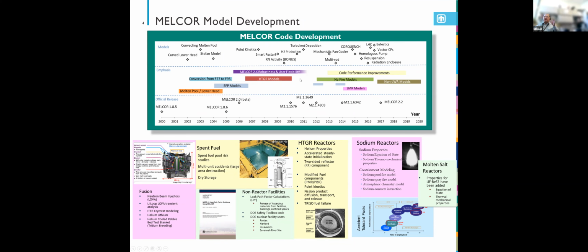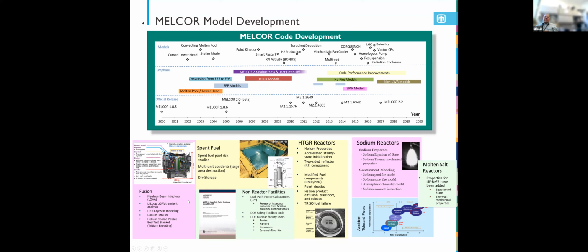The next one is showing the sequence of how we have changed from the beginning of the code, the widespread spectrum here. 185 was written in Fortran 77, then we migrated to Fortran 95 starting with 2.0, and now we are at 2.2. Many models were added: the spent fuel pool models, the high temperature gas model, and the sodium models I'm going to talk about today. We have also implemented a number of non-LWR models, such as molten salt reactor and heat pipe reactors, etc. And showing the version here.